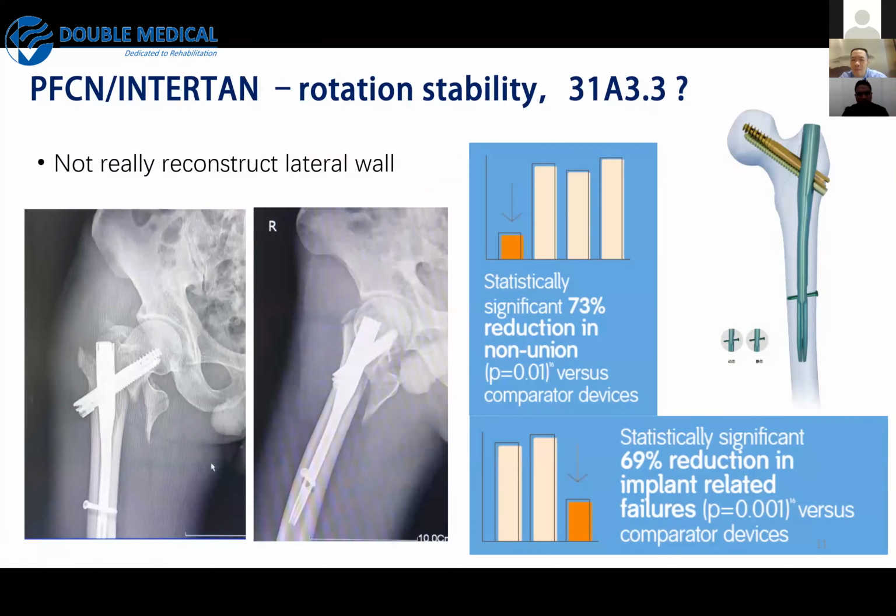Some companies told us they can give us the most powerful products for A3.3 fracture, for they have two screws that can supply us rotation stability. Also, some papers told us this kind of product can reduce non-union and 69% implant failure. But if the screw doesn't cover the fracture line, maybe it doesn't really reconstruct the lateral wall and the lateral tension bands.